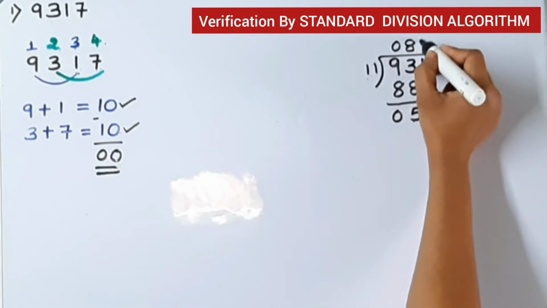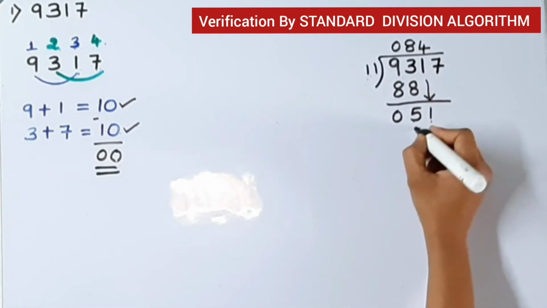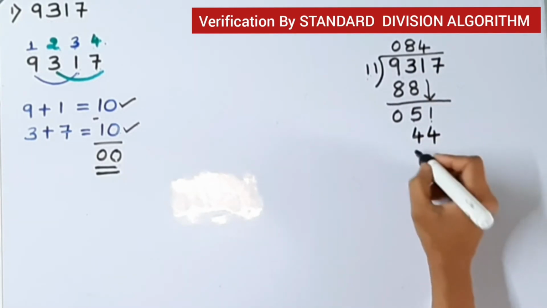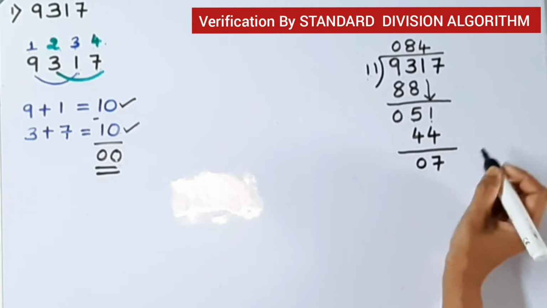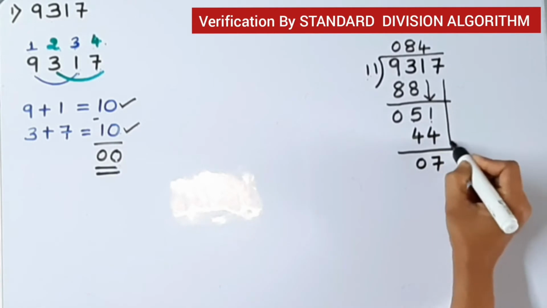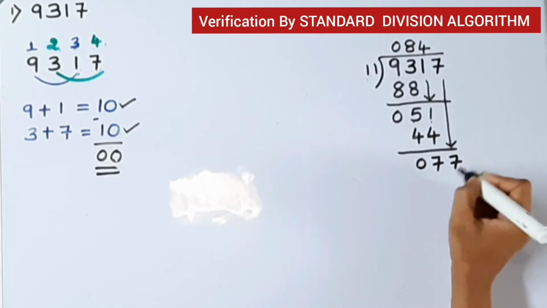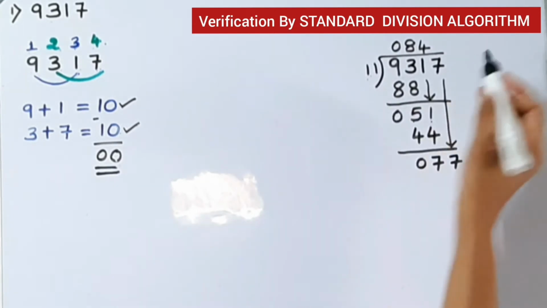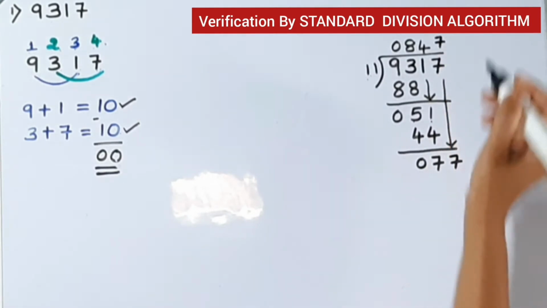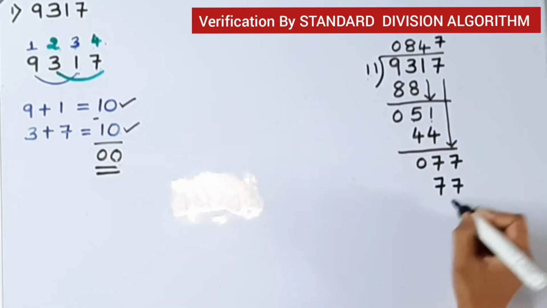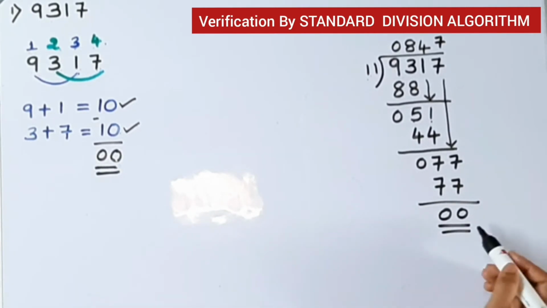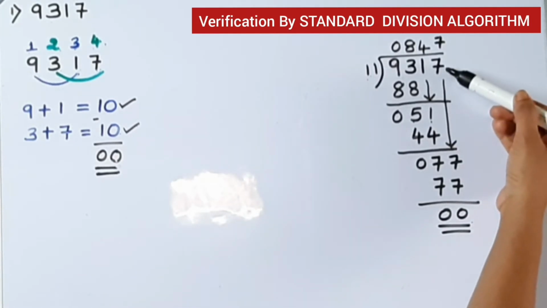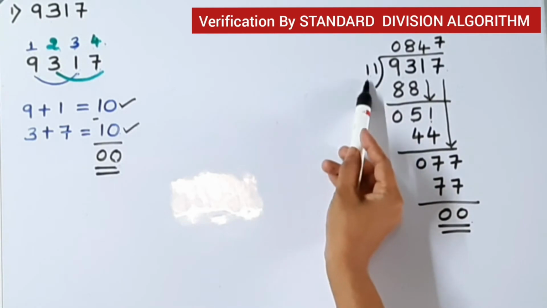11 4s are 44. 51 minus 44 is 7. Next we have to bring this 7 down, that is 77. 11 7s are 77. 77 minus 77 is 0. Since the remainder is 0, it means 9317 is completely divisible by 11.